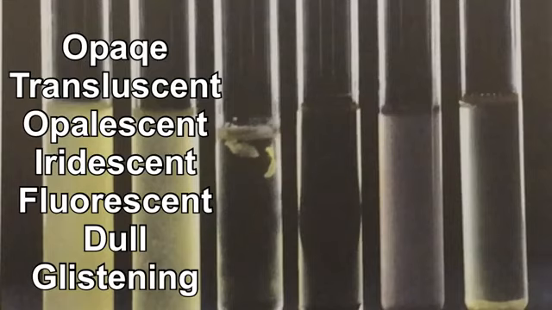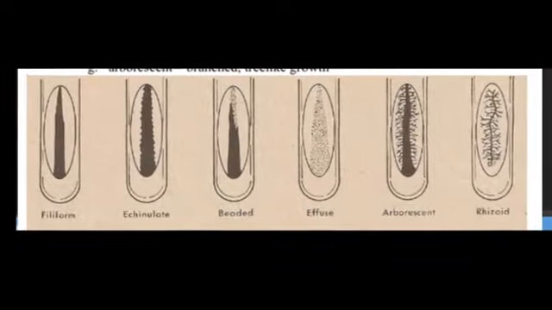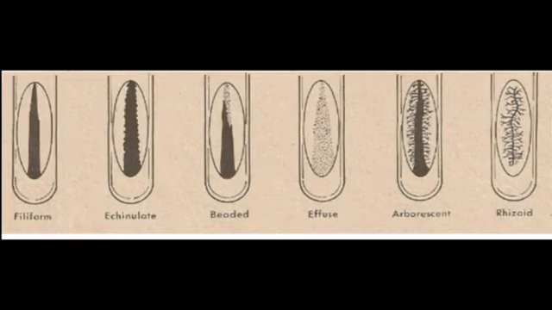Optical characteristics, which could be opaque, translucent, opalescent, iridescent, fluorescent, dull, and glistening. Form. These forms could be filiform, echinulate, beaded, effuse, arborescent, and rhizoid.